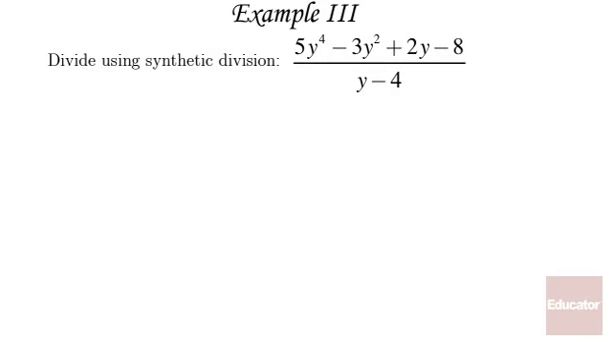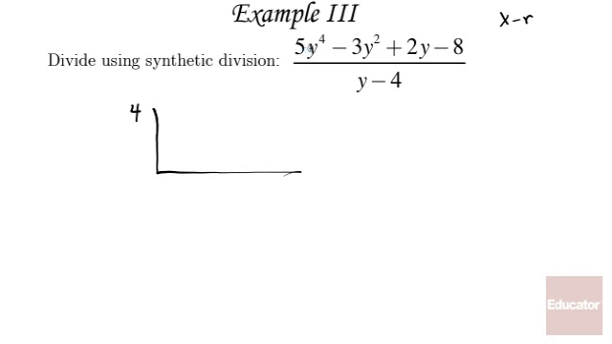Now, this next example specifies to divide using synthetic division. And I'm checking, and the divisor's in the form x minus r. So I can go ahead and do it without any further manipulation of the expression. So recall, in synthetic division, set it up as follows. You're going to put the constant here with the opposite sign. This is negative 4. I'm going to make it a 4. Now, before I proceed with putting the coefficients in, it's very important to check for missing coefficients.